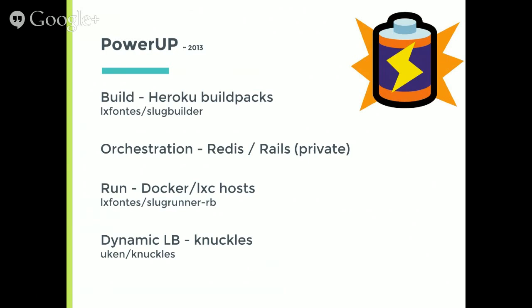And to run those slugs that we built with this Heroku build pack, we were using LXC directly or some Docker, depending here and there. Docker back then was in version 0.4, and it was a pain to use. So going with just LXC, which is the underlying Linux container that Docker uses, was actually easier back then.